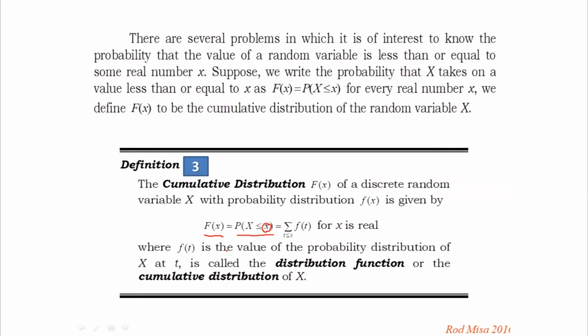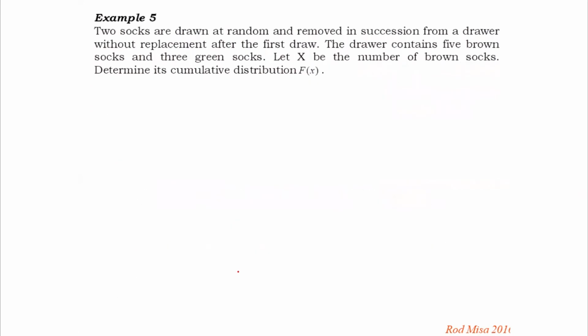And this big F is called the distribution function, or the cumulative distribution of the random variable x. In short, the big F of x is the representation of the cumulative distribution function of our probability mass function small f of x. And to illustrate this concept, let's have an example here.